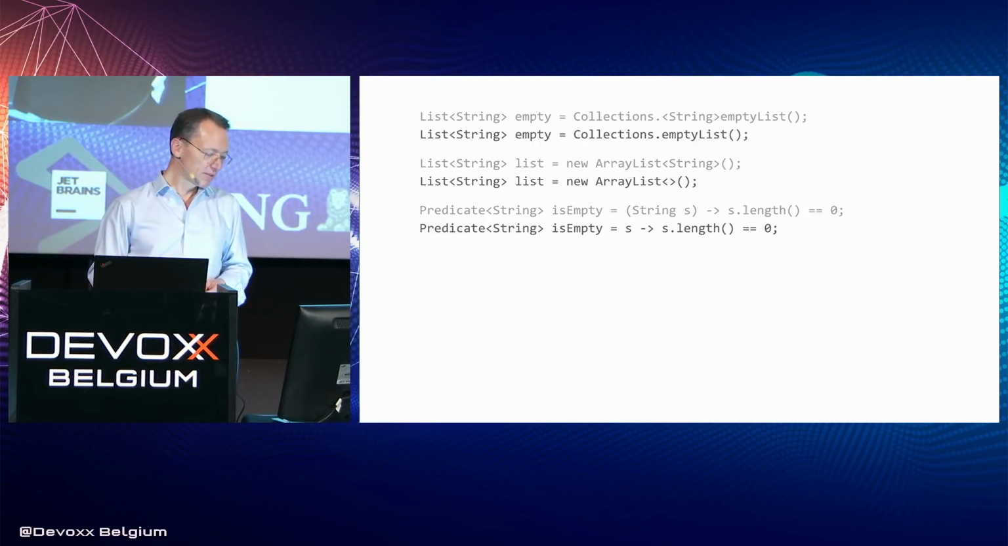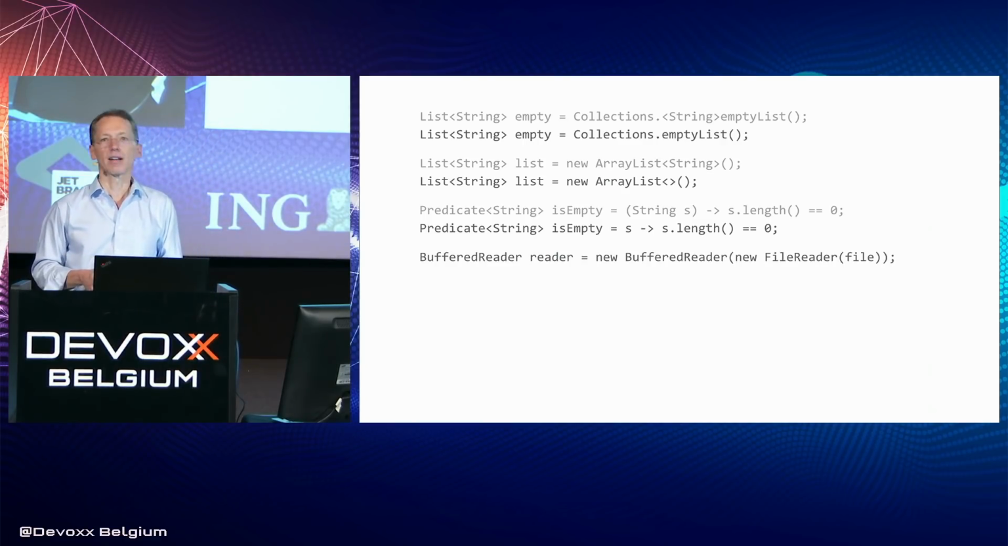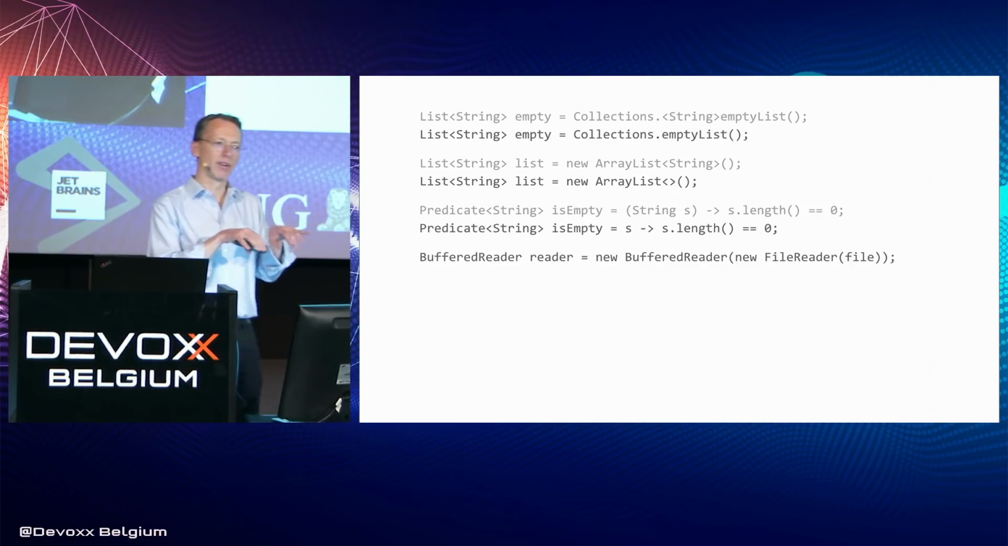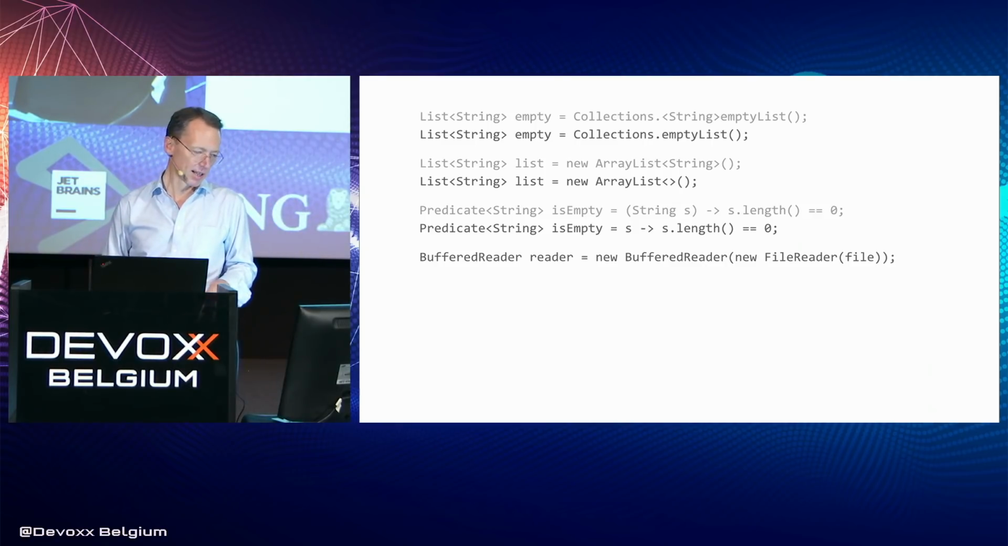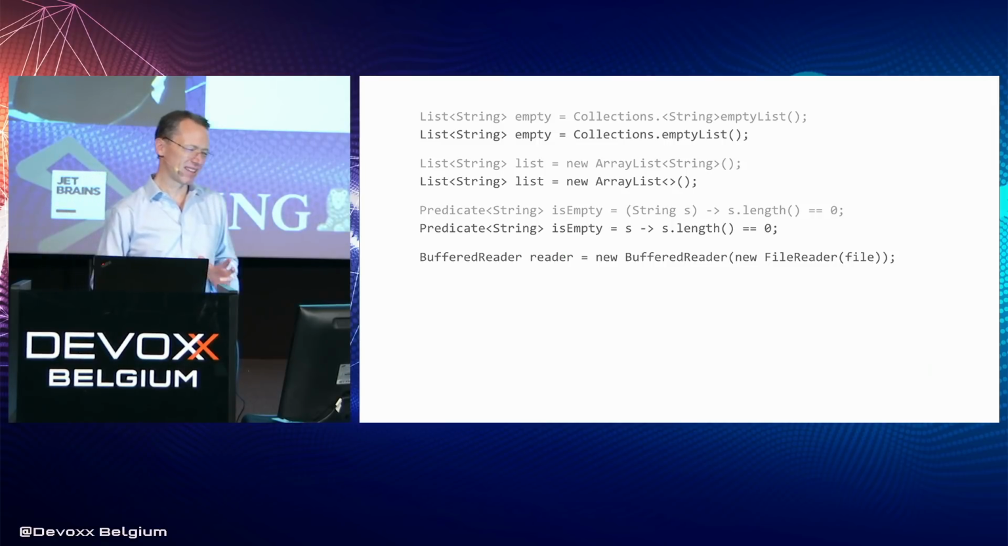In 10, we've introduced local variable type inference. You look at a statement like this: BufferedReader r = new BufferedReader(new FileReader...). I mean, this is code you could have written in JDK 1.0 in 1996. And it still works, of course. Java's all about compatibility, but it's tedious.